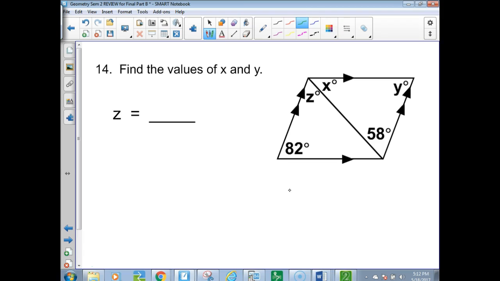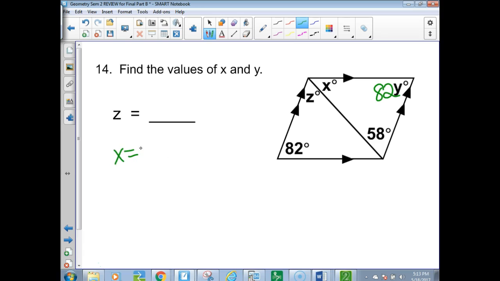Okay, number 14, find the values of x and y. First thing I would say is, hey, I got a parallelogram here. Opposite angles in that thing are congruent. So y is 82 degrees. Oh, it says find the values of x and y, then it says find z. Well, let's just find them all.